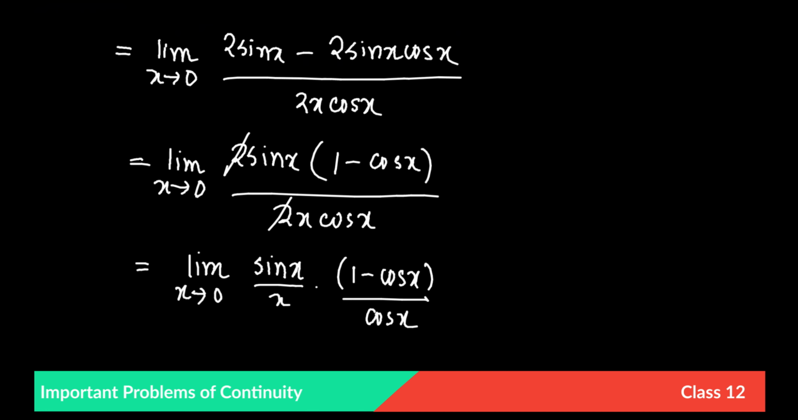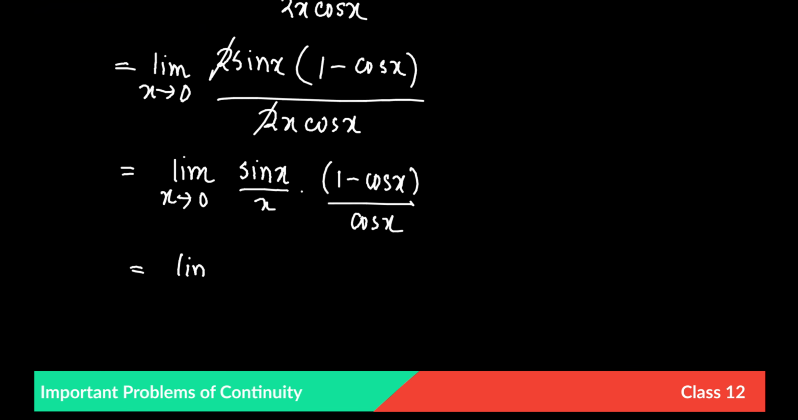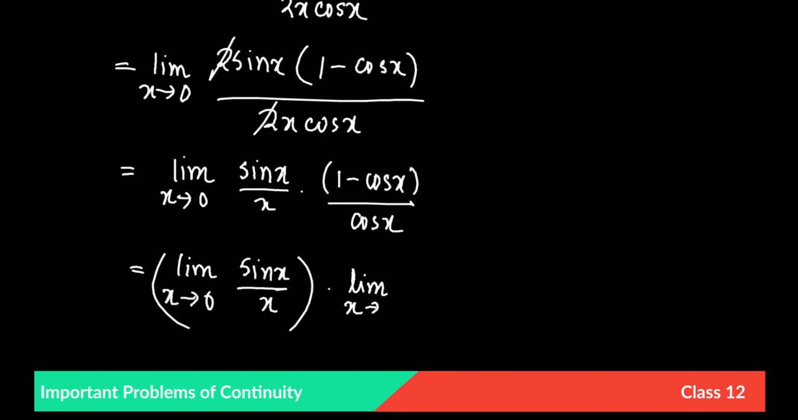Now since sin x by x and (1 minus cos x) by cos x are defined functions, we can write in the next step the limit as x tends to 0 of sin x by x, into the limit as x tends to 0 of (1 minus cos x) by cos x, because both the functions exist finitely.